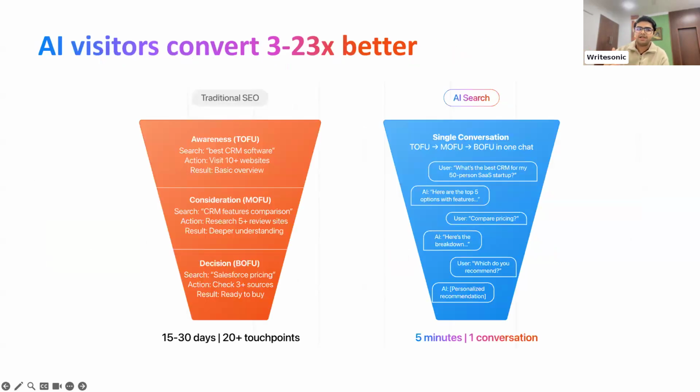Now, you've probably heard this multiple times. I used to have this slide earlier also. So the AI visitors, as compared to traditional search or other channels, convert 3 to 8 times better. I've just updated it today to 3 to 23 times better, which is massive. And I'll talk about where I got those numbers from.